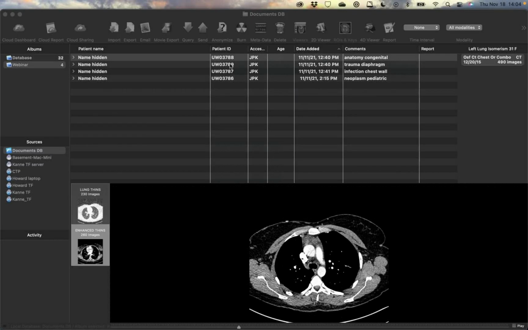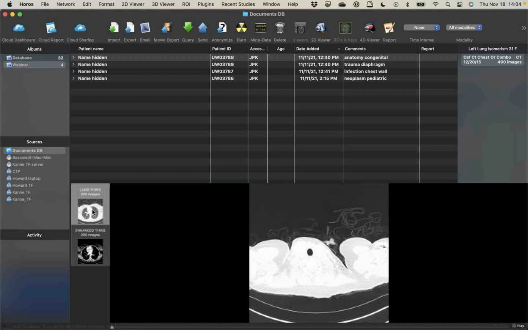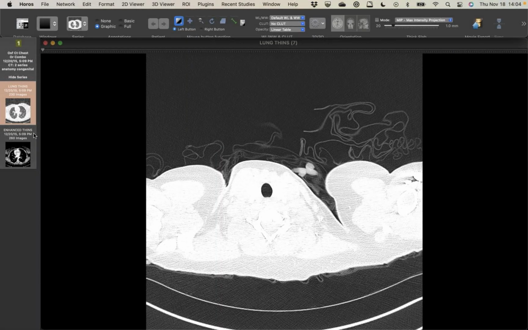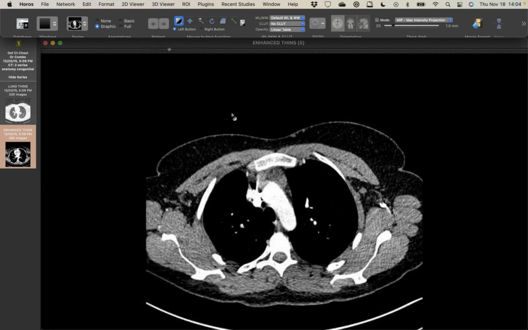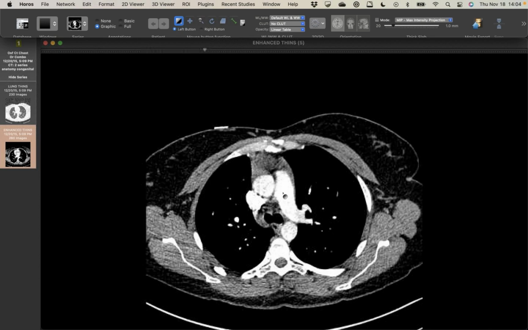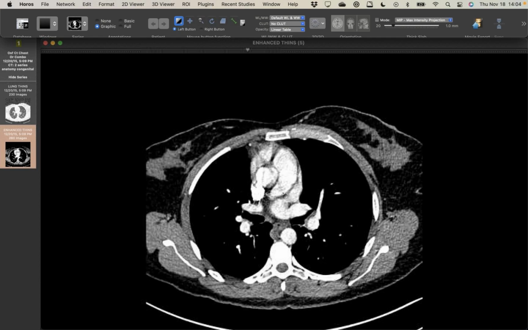Okay, there we go. All right, so this is a cute little case. This was a case I was asked to look at for a young patient who presented with chest pain in an outside hospital and was told she had a mediastinal mass. And I think all of us would agree that's just normal thymus, and I was not worried about it.